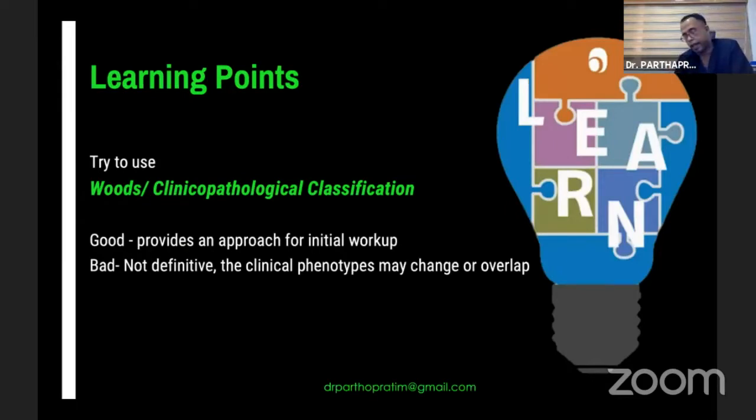This is a very important point. You have to understand that the beginning is the most important part of any work. When you are starting your uveitis work, try to use the Woods or clinico-pathological classification, because this classification gives you a very good overview and provides an approach to the initial workup. The downside of this classification is that it's not very definitive. You can't rely on granulomatous and non-granulomatous alone, because sometimes there will be overlapping of the clinical entities and they may change their clinical phenotype also.